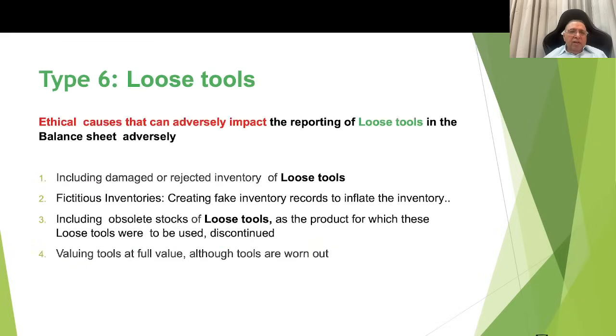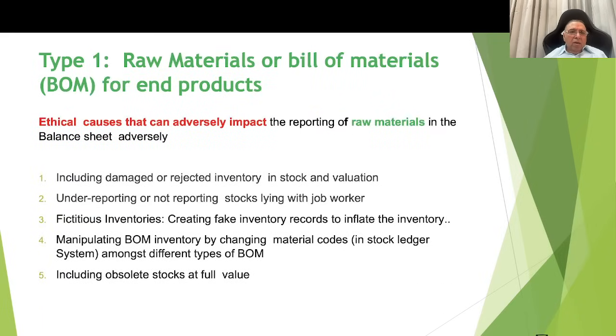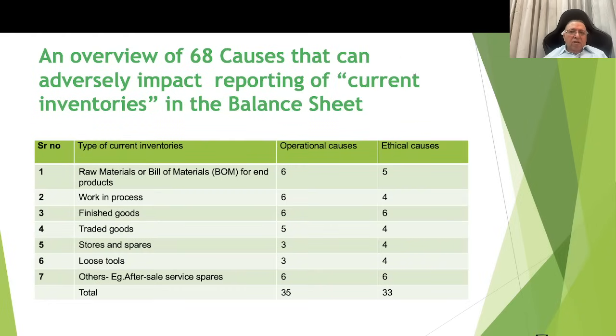So this way, let me go back to the table. Yeah, so I have shared 35 operational causes and 33 ethical causes, where for each class or type of the inventories I have shared the operational causes and ethical causes.